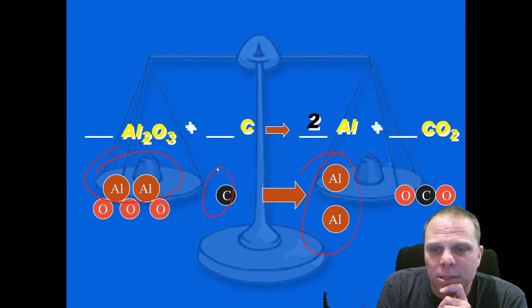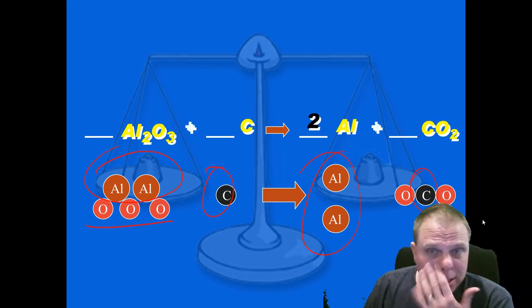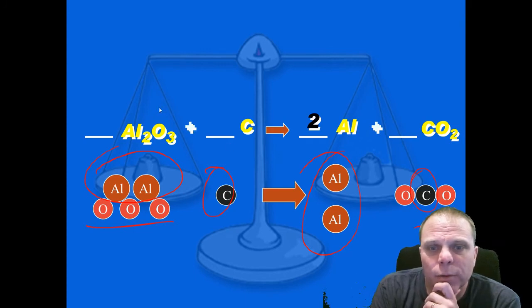Yay. Our carbons are still balanced. Yay. But our oxygens are not. So we still have one more thing to balance. So we look at the oxygens. It's okay. Remember, we said to balance the oxygens last. And here I've got 3 oxygens, and here I've got 2 oxygens.